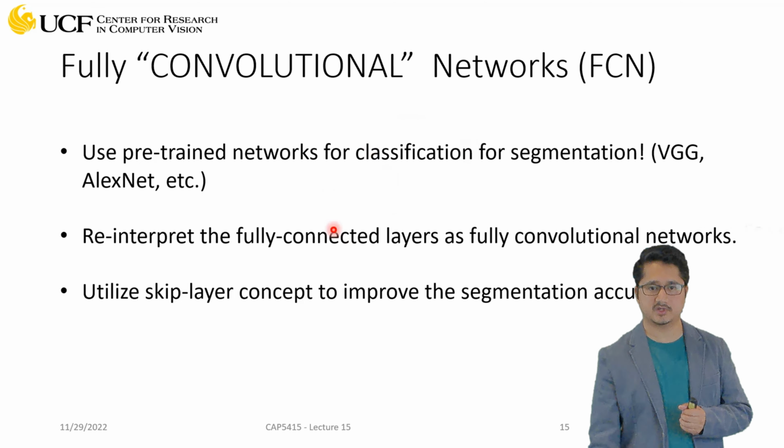So we will do classification, but we'll make sure that we don't have any fully connected layers. We'll just convert all of those layers to fully convolutional layers. So that's one minor change. And then we are going to use skip layers. So this is a concept I will briefly explain, like what this means. So we'll try to use skip layers to improve this segmentation quality.